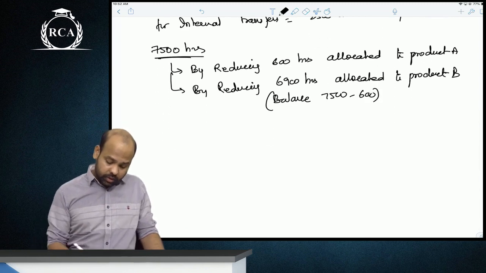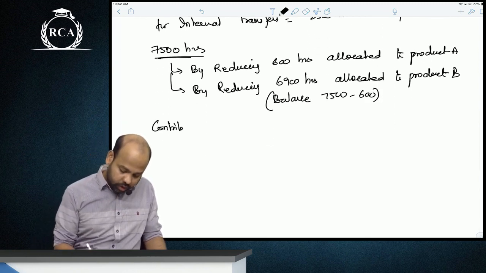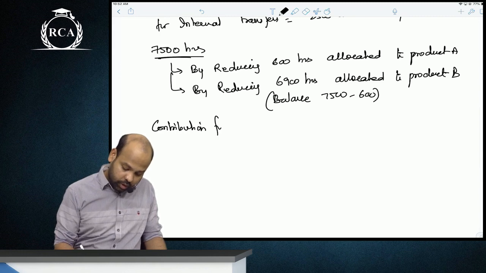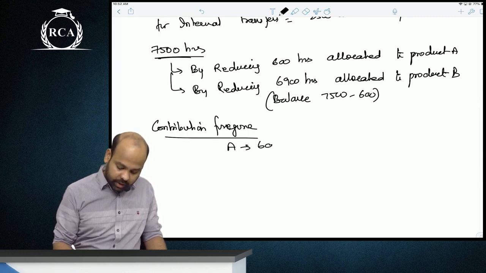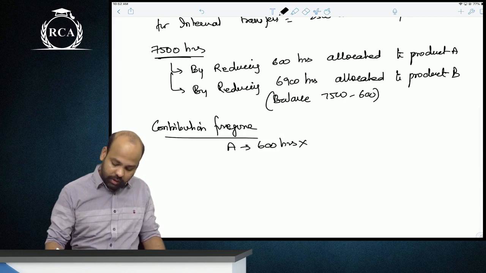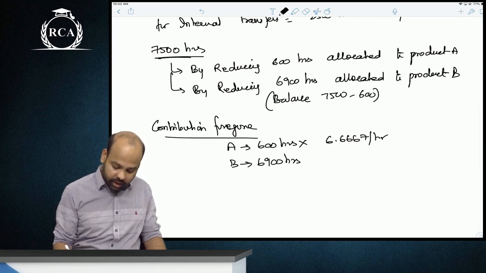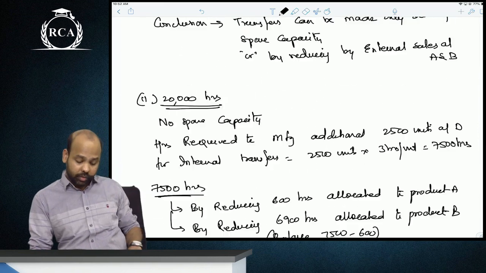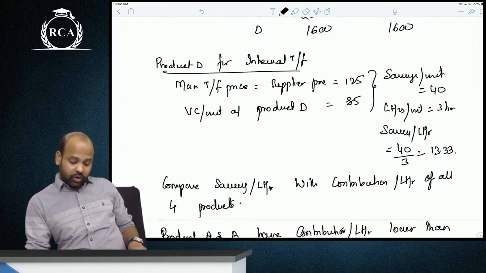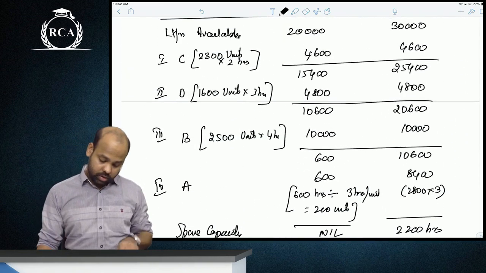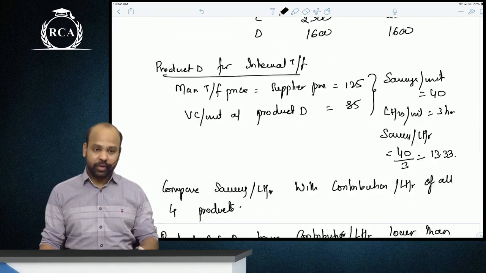Understood, sir? So here our contribution foregone would be, for product A, 600 hours being foregone, and that was giving us 6.66667 per hour. For product B, we have to forego 6,900 hours, and that is giving us a contribution of 11.5 rupees per hour. 11.5 rupees per hour, correct?